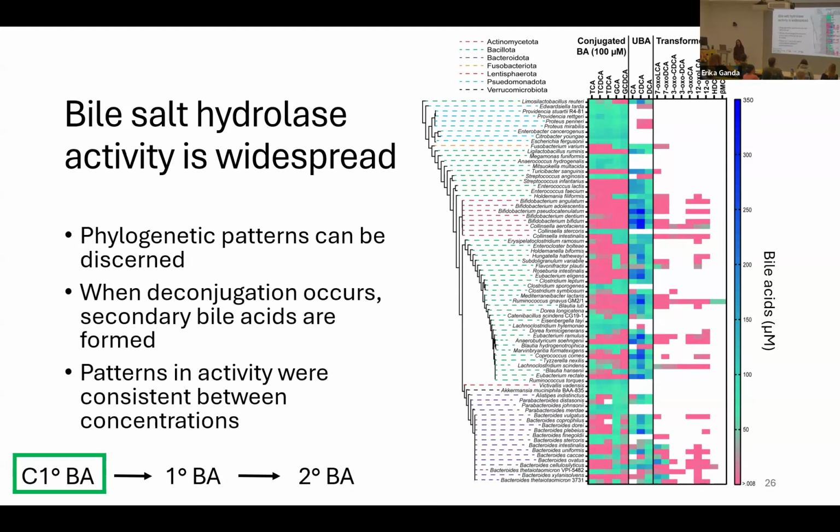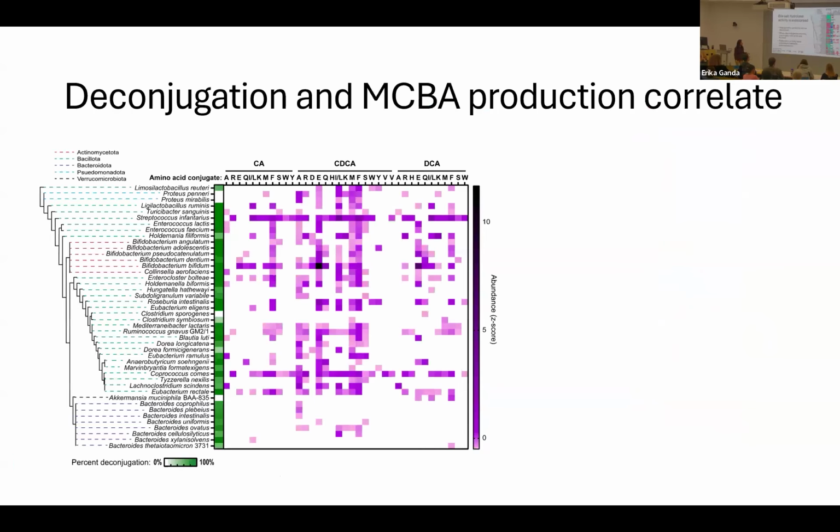And I'm only showing the 100 micromolar concentration here, but we found it really interesting. It didn't matter if the bile acids were at 100 micromolar or 500 micromolar each. The relative percentages of the transformations were consistent. And that's still something that we are thinking about today.